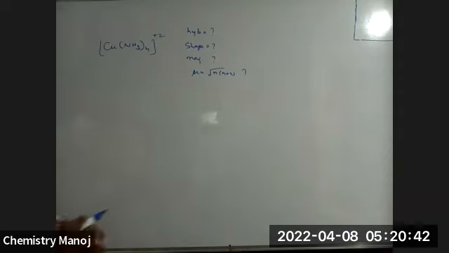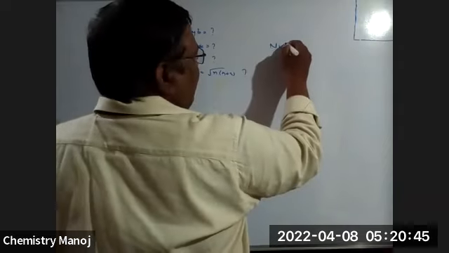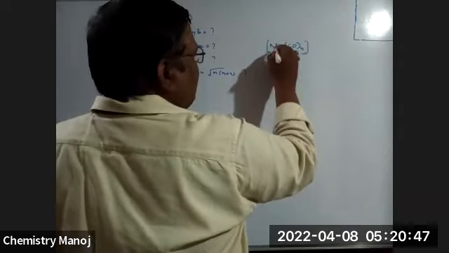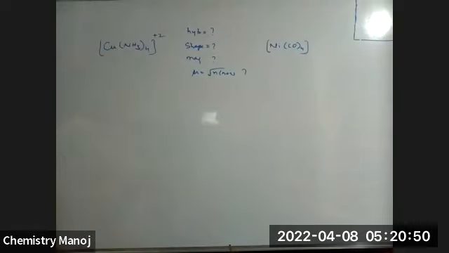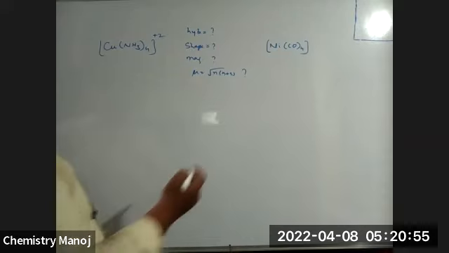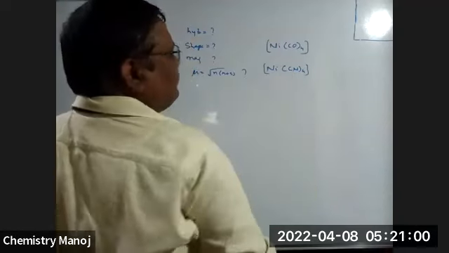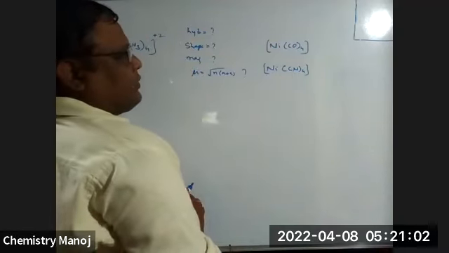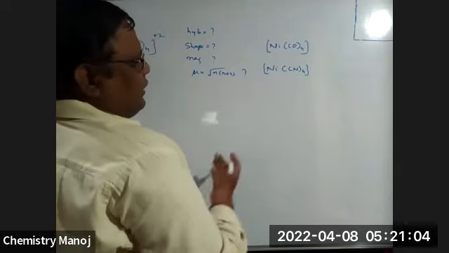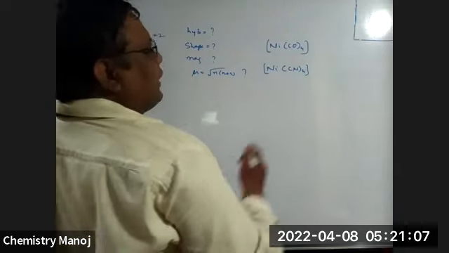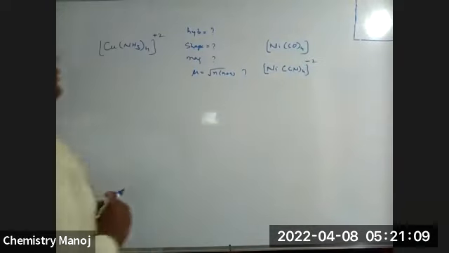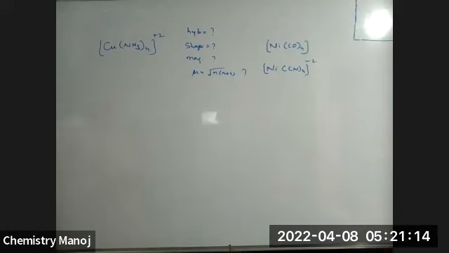Okay, now next, the same for [Ni(CO)4]. This is the complex. For that one also, I want the same. And [Ni(CN)4]2-, for that, what are the hybridizations, shape, etc. for these complexes?